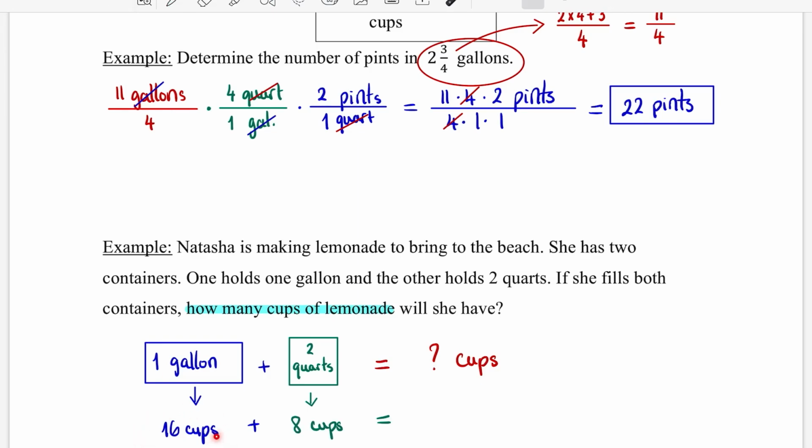So in one bottle, I have 16 cups. In the other bottle, I have 8 cups. To find the total number of cups that I have in both bottles, I'll take 16 plus 8, which is 24 cups.